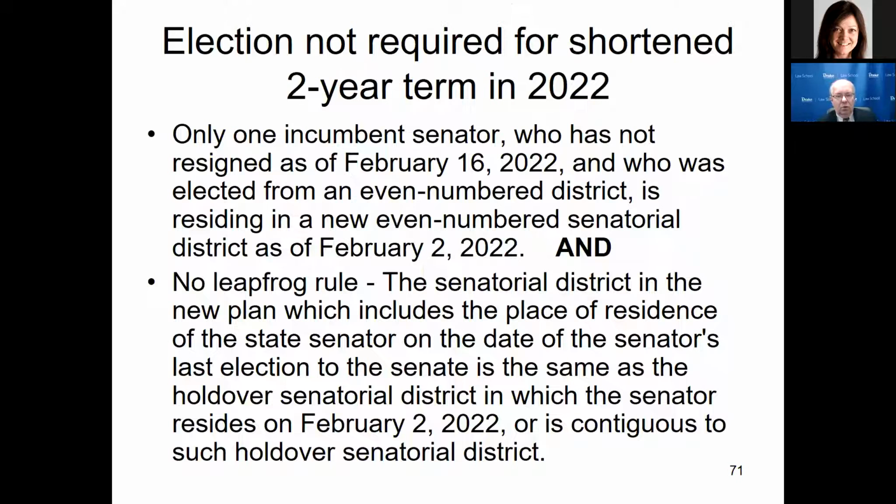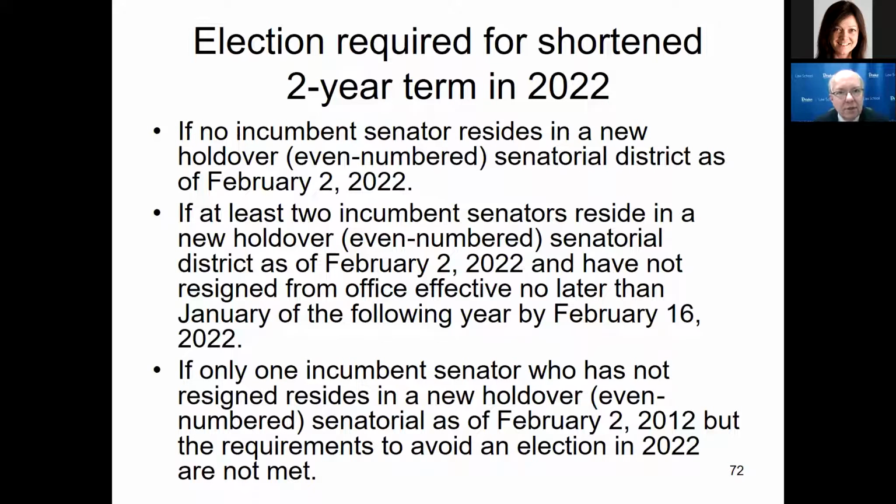There is, however, what's commonly referred to as a leapfrog rule. An incumbent senator from an even-numbered district can't cross the state to a new even-numbered district and, if they were the only incumbent in that district, hold over for a full 4-year term. So Iowa law establishes a lone leapfrog rule. That incumbent senator needs to be within the district that they were elected from and cannot now be in a new district across the state.